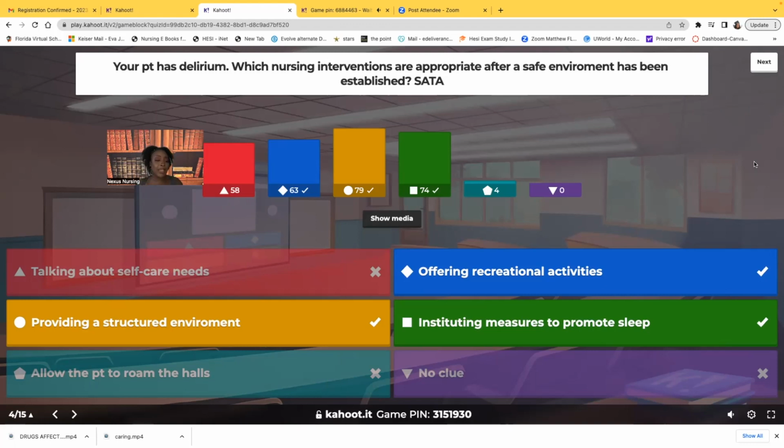Look at what else is on that list. Allowing the patient to roam the halls. Absolutely not. That's not safe. And why are you going to let them roam the halls, bothering other people? Absolutely not. We want our patient in a safe, structured environment.